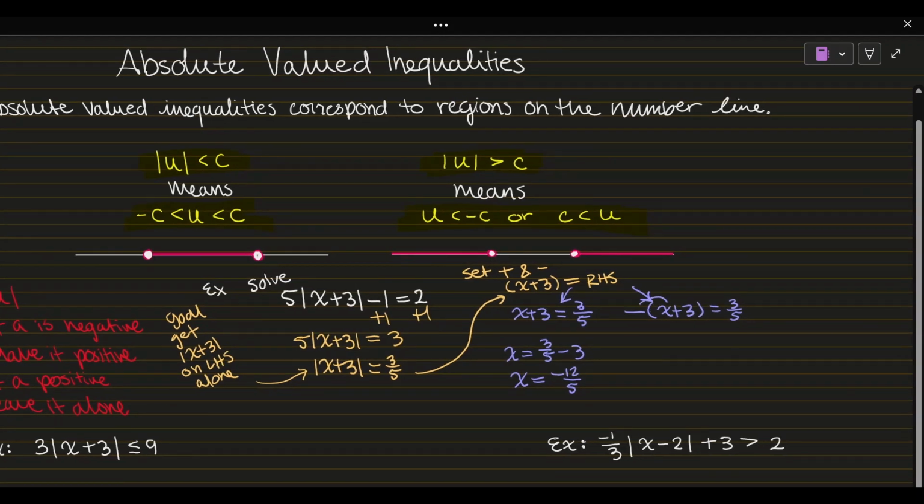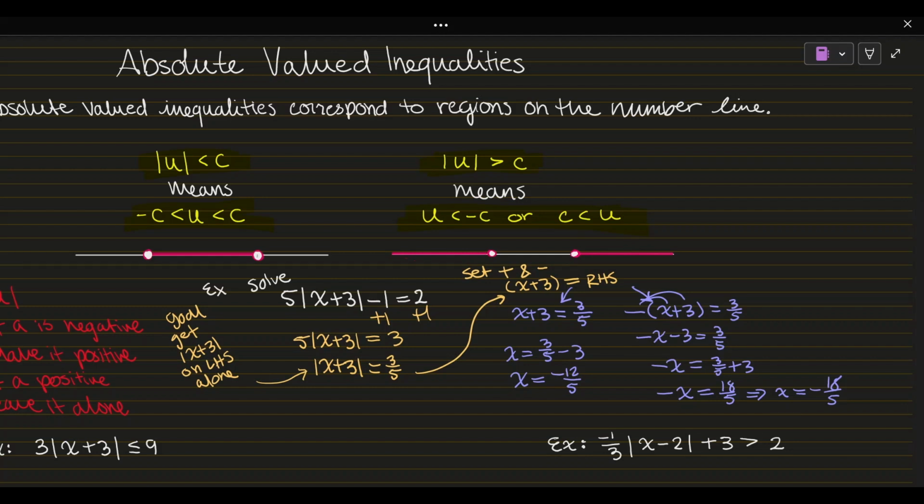Okay, similarly over here, I can distribute this negative. I have negative x minus 3 equals 3 over 5. Add 3 to both sides. I have negative x equals 3 over 5 plus 3. I challenge you to verify that this means that negative x equals 18 over 5, so x equals negative 18 over 5. If you're confused on what I did with those fractions there, I gave them a common denominator to add them. Check out my video on working with fractions if that confused you.